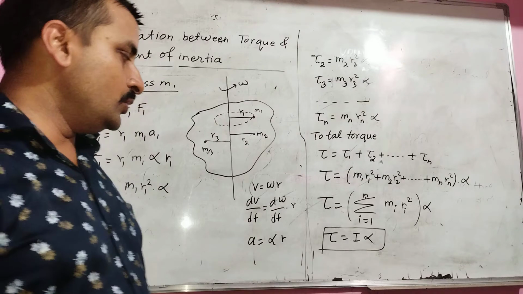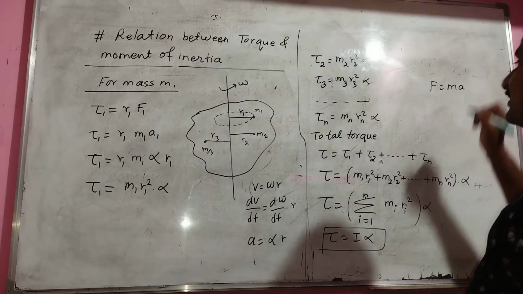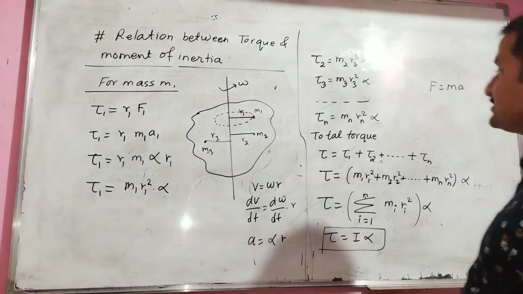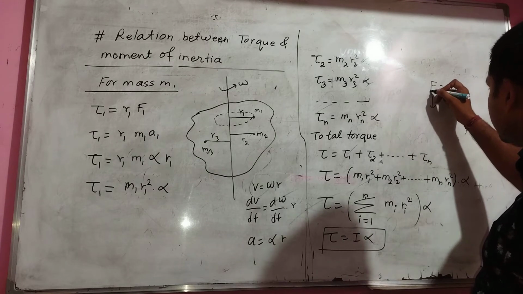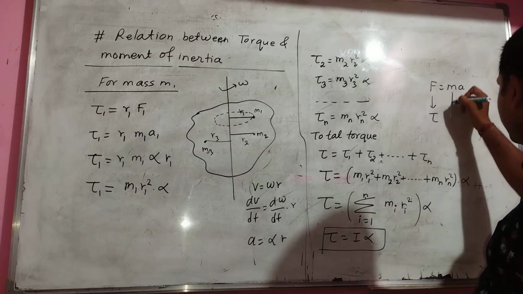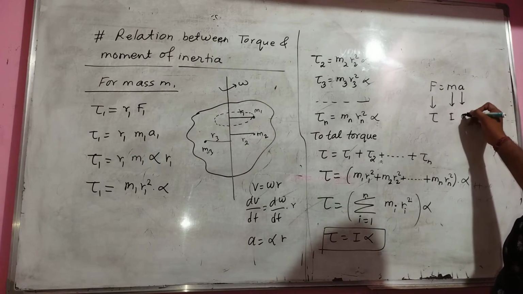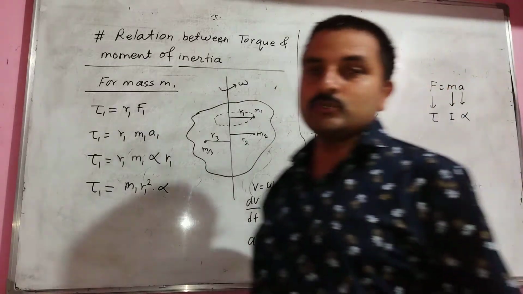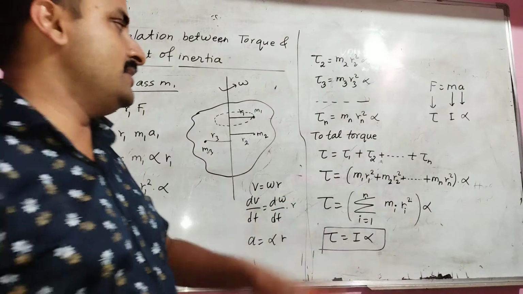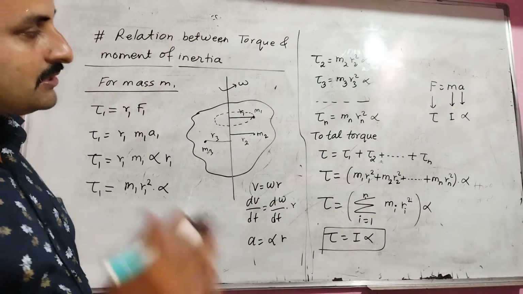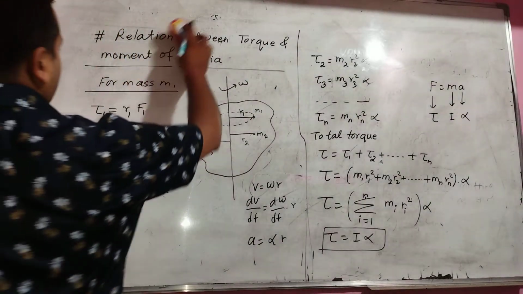This is exactly similar to F equal to ma in case of translational motion. In case of rotational motion, in place of F we have torque, in place of mass we have moment of inertia, and in place of acceleration we have angular acceleration. So it is just similar to F equal to ma, but in rotational dynamics some notations are changed. Okay, after this I just move to another topic.